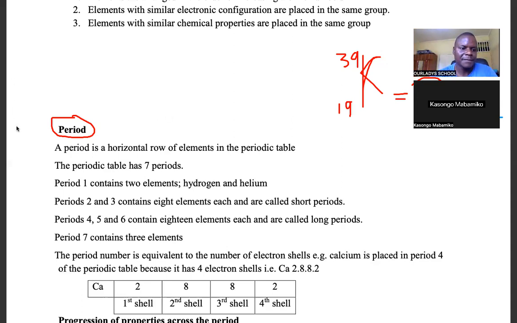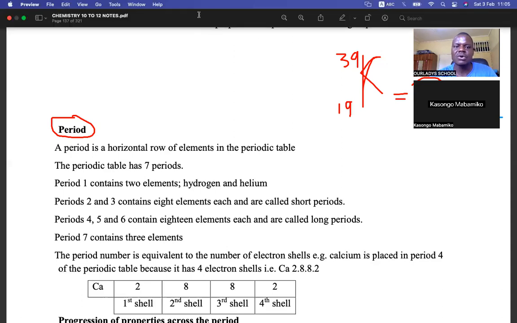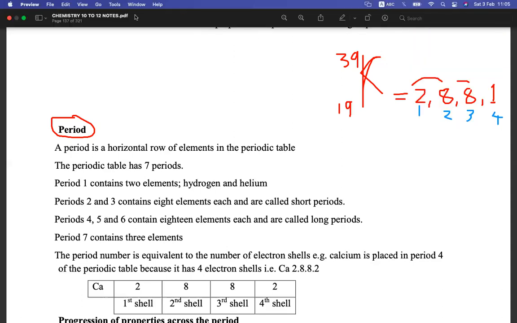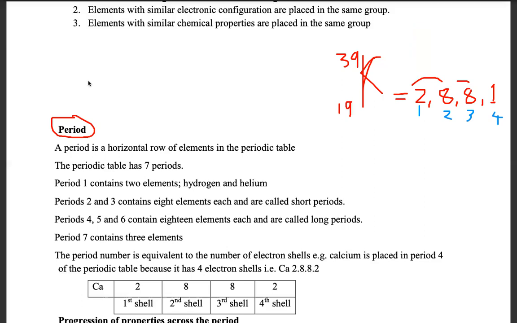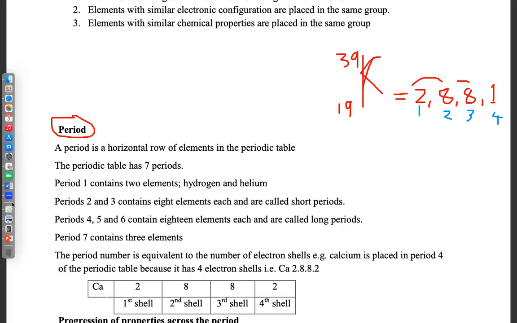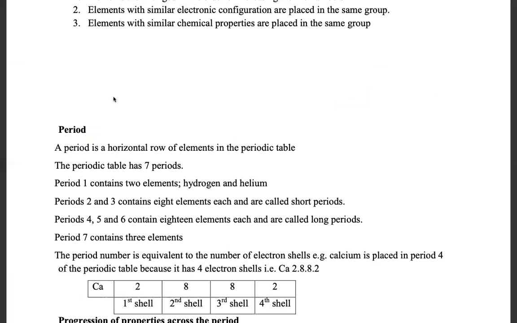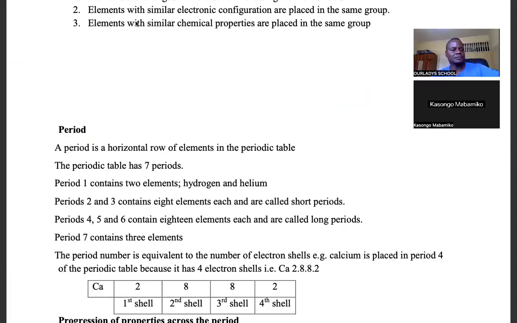And this trend goes on and on. You can pick any element that you want, and when you write the configuration, you'll find that this thing agrees. But the trouble now with our science, I like talking about the positive and negative things of our science. Let me show you the trouble.